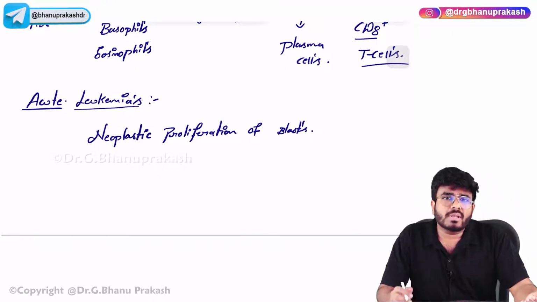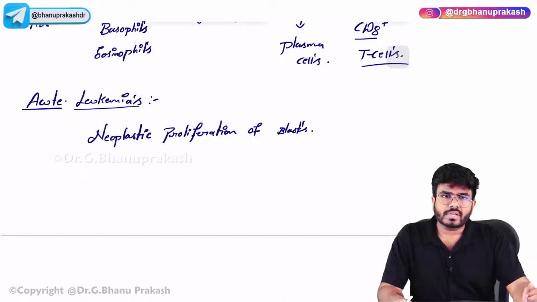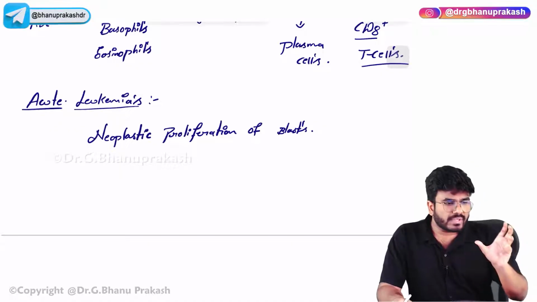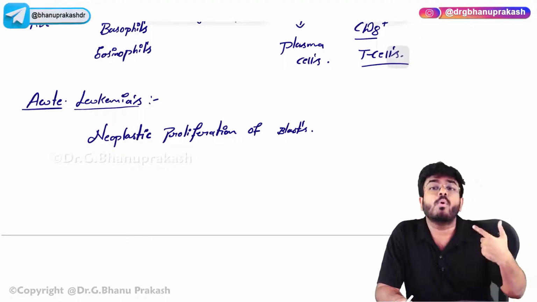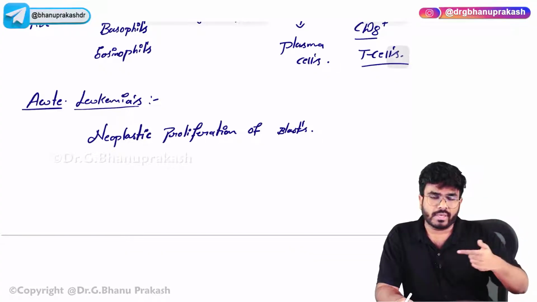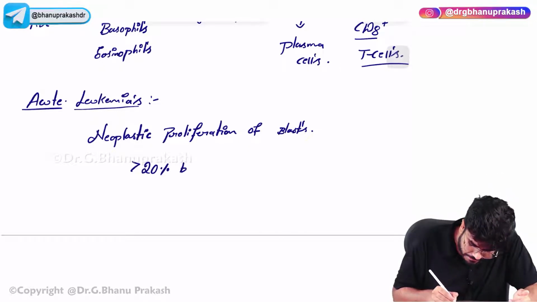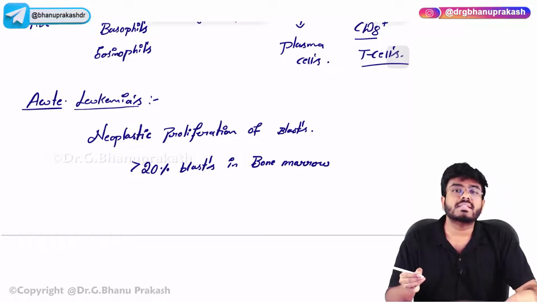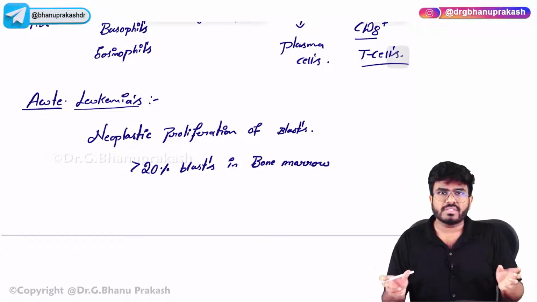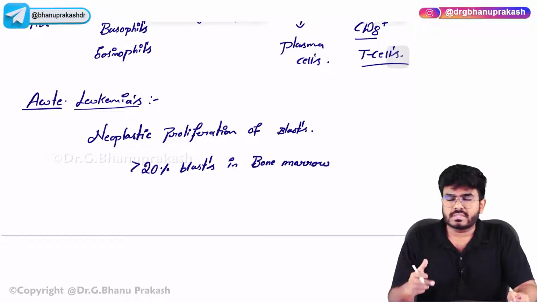Now you can ask me, sir, how much blast? For example, I have seen this number of blasts in the blood or this number of blasts in the bone marrow. So can I call it acute leukemias? See, to define it as an acute leukemia, yes, there is a neoplastic proliferation of blasts, but how much? More than 20% of the bone marrow. It is defined as more than 20% blasts, immature cells, in the bone marrow. So you have taken the bone marrow biopsy, and if you see more than 20% blasts out of all the cells, then you can say this is acute leukemia.